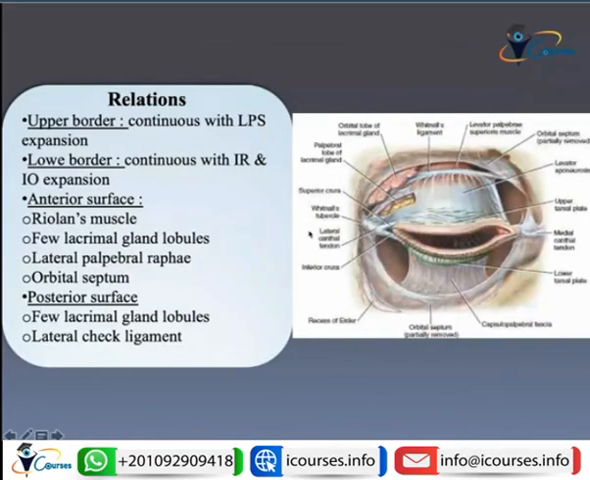So what are the relations of the lateral palpebral ligament or the lateral canthal tendon? The upper border of the lateral canthal tendon will be continuous with the levator aponeurosis, and the lower border of the lateral palpebral ligament will be continuous with the inferior rectus and inferior oblique expansions. Anterior to the lateral palpebral ligament will be the muscle of Riolan, some lacrimal gland lobules, and the lateral palpebral raphe and orbital septum. While posterior to the lateral palpebral ligament will be the lacrimal gland again and the lateral check ligament.